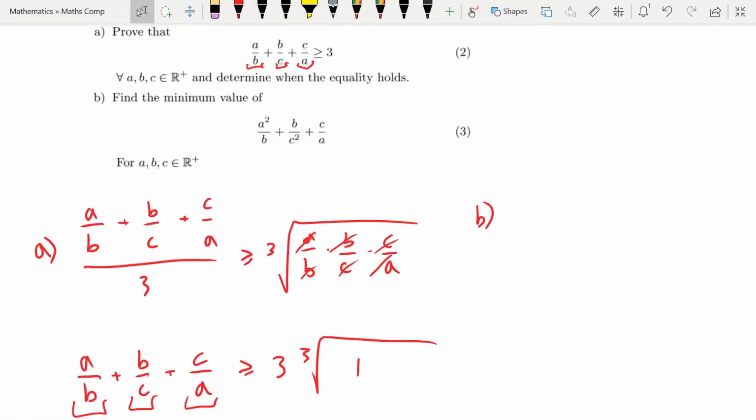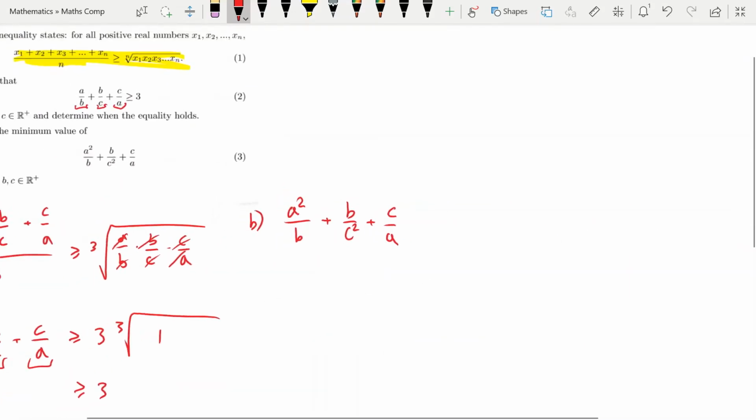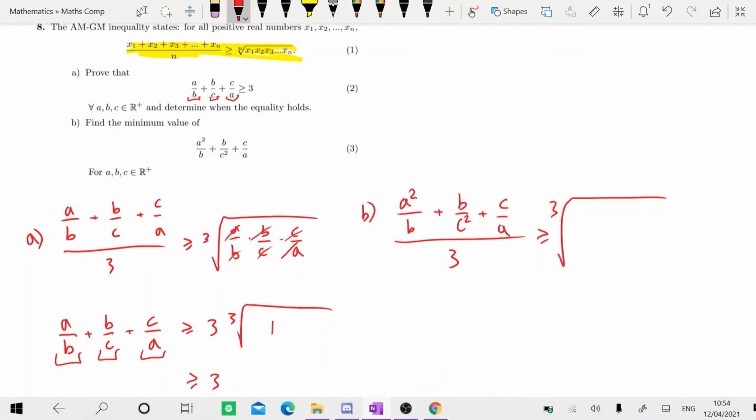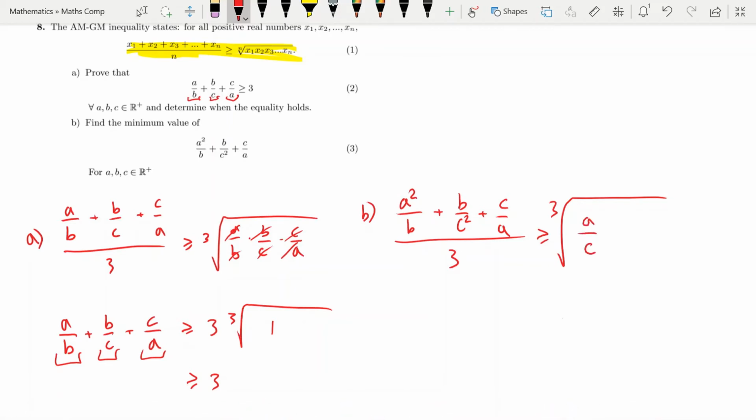So now we need to find the minimum value of A squared over B plus B over C squared plus C over A. One may try straight away the same method of AMGM, and this would give that this is greater than or equal to the cube root of A squared over B times B squared over C times C squared over A. This simplifies down to A over C.